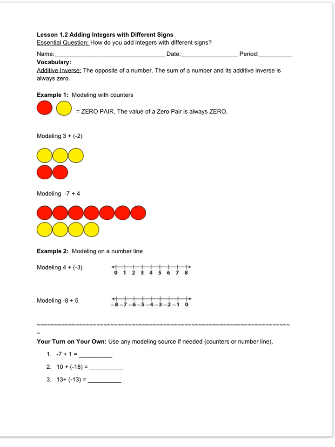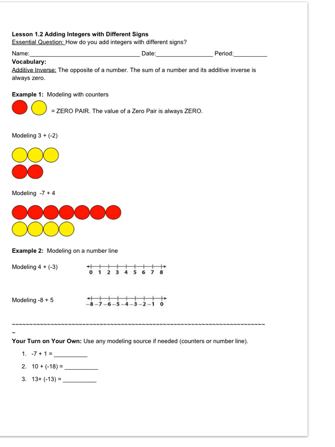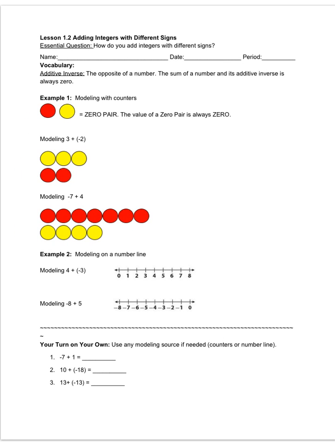Our first example, we will be modeling with counters. So to take a look at this, we see a 0 pair. A 0 pair happens when we have one negative counter and one positive counter. The sum of a 0 pair is always 0. Using our 0 pairs for this first problem, we are going to model 3 plus negative 2.